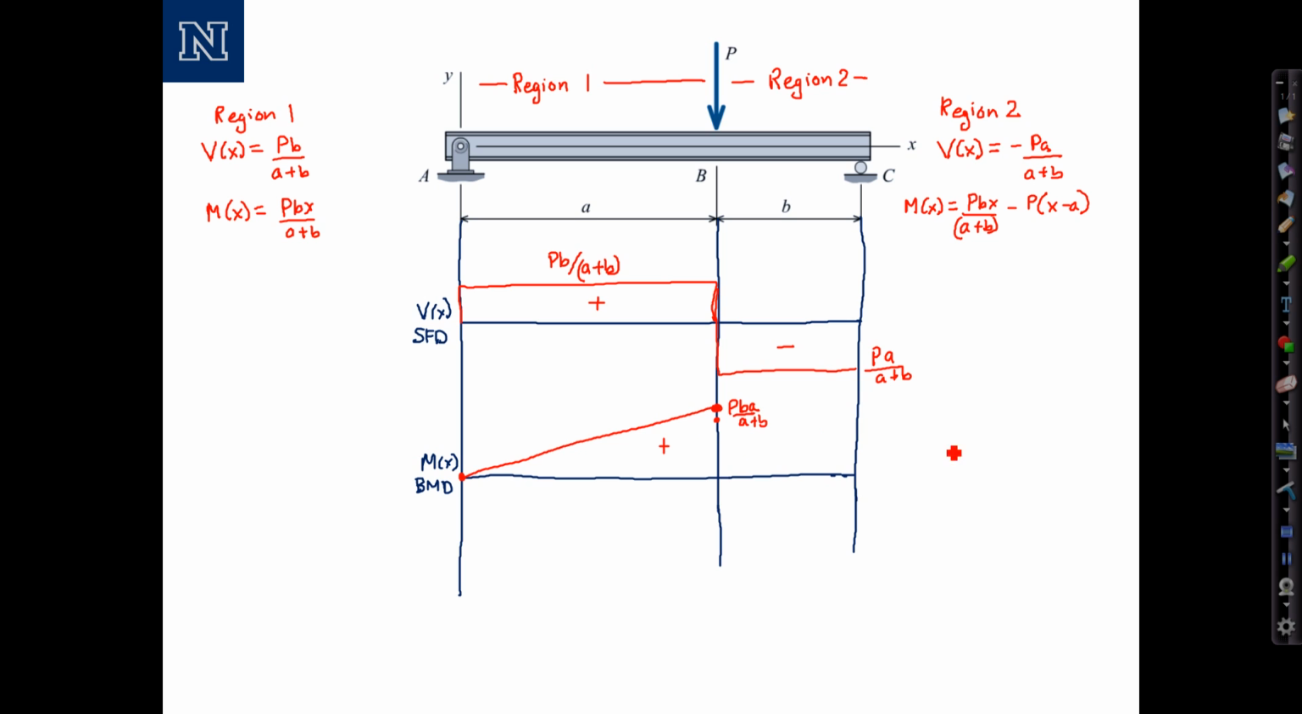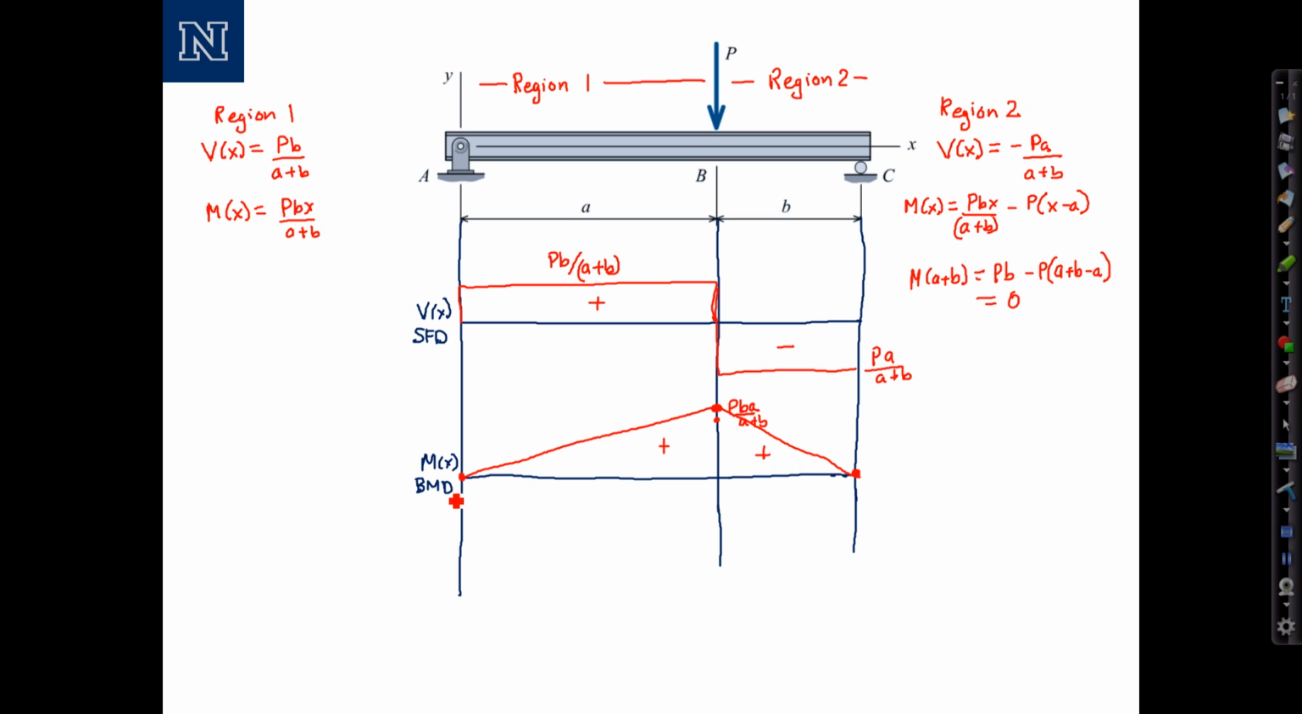The moment function at the end of the beam would be evaluated by substituting x equals a plus b. If x equals a plus b, this and this would cancel out, so we get Pb minus P times a plus b minus a, which reduces to 0. So also a linear function in this region, draw a straight line between the 2 points. And that's what our bending moment diagram looks like.